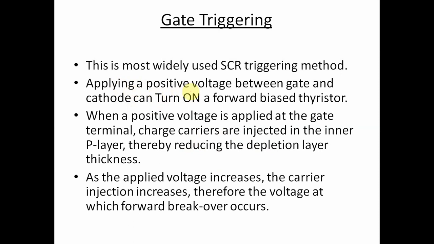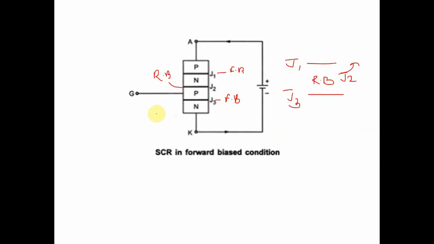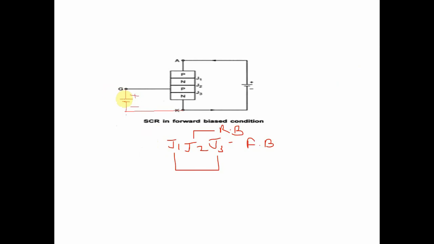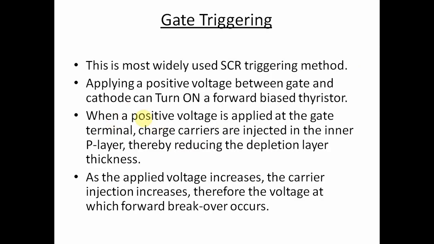Applying a positive gate voltage between the gate and cathode can turn on a forward biased thyristor. When positive voltage is applied at the gate terminal, charge carriers are injected in the inner P layer, thereby reducing the depletion layer thickness.